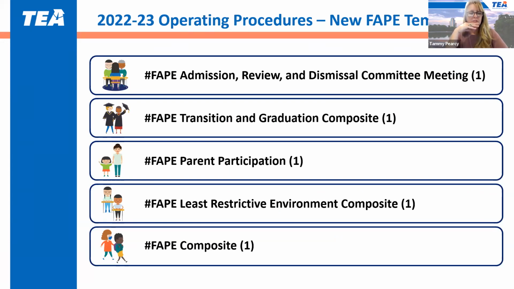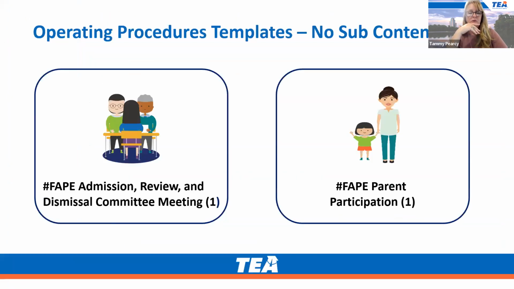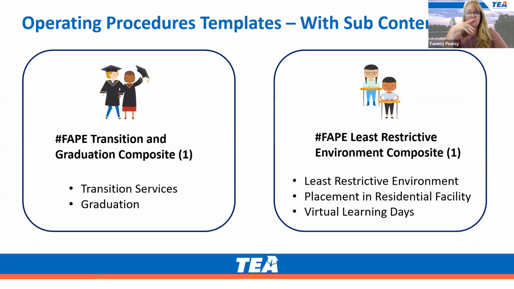Just go ahead and advance there. Of these, the next few slides are just describing that these have no sub-content areas. So you're basically loading up the template for admission review and dismissal committee meeting and FAPE parent participation. There's no sub-content areas here. The next two had sub-content areas, and we want to advance the slide to those. So those are the ones that have a few sub-contents under them.